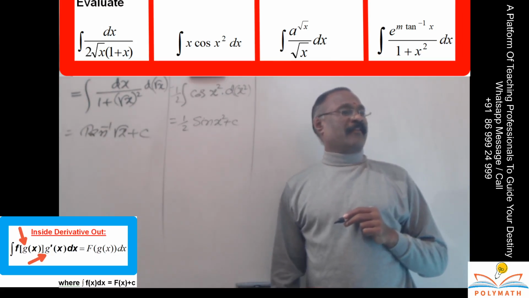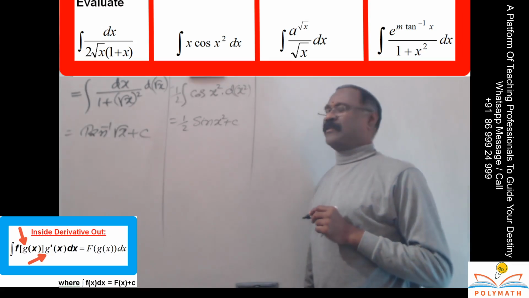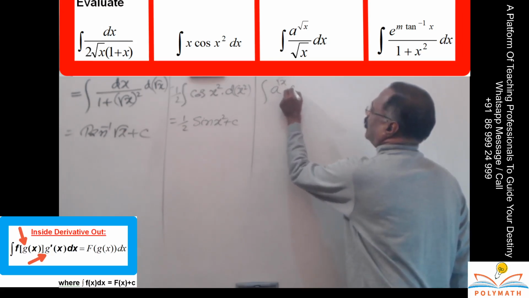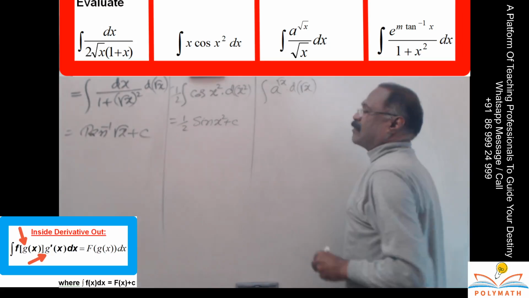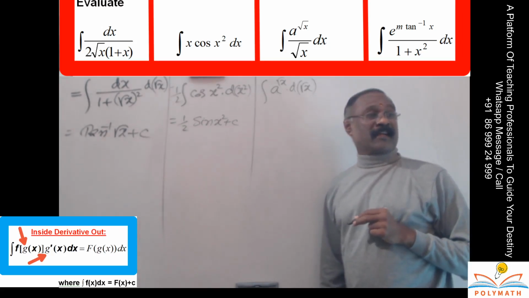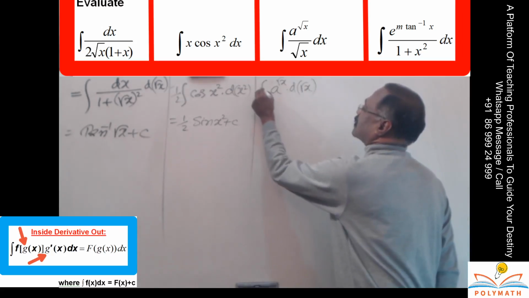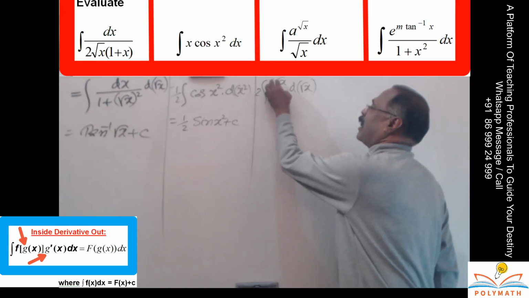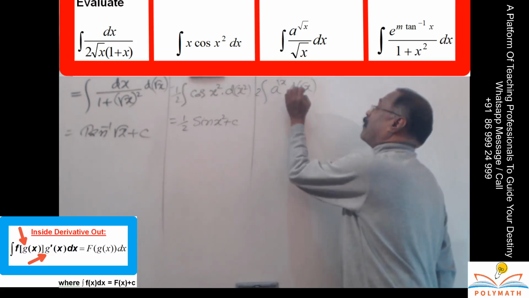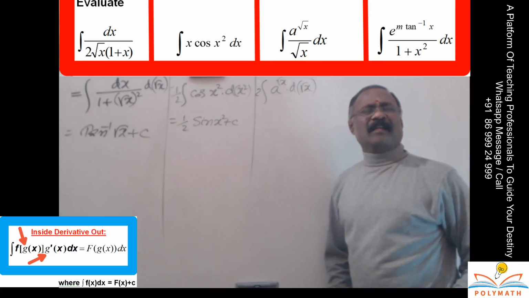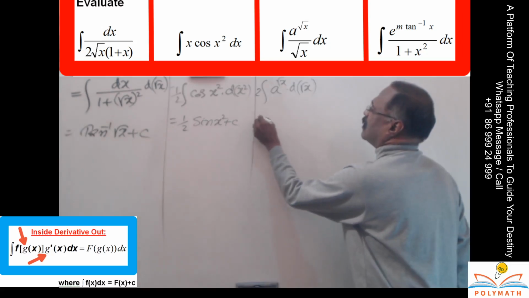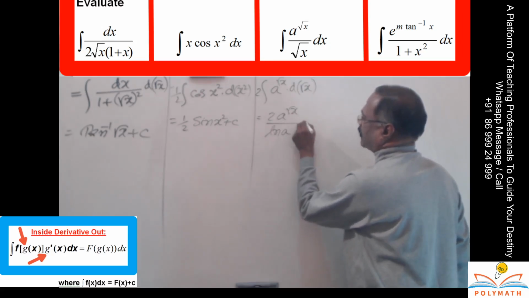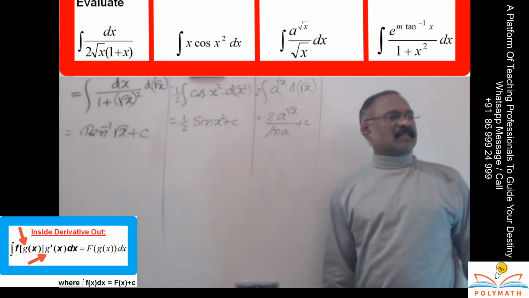It is integral of a power root x by root x. Just see that carefully. It is nothing but integral of a power root x into derivative of root x. What is the derivative of root x? 1 by 2 root x, which is not there. So you get 1 by 2 extra, so write 2 here. Integral a power x dx, the standard formula. What is integral a power x dx? A power x by log a plus c. Done. Within one step we are writing this.